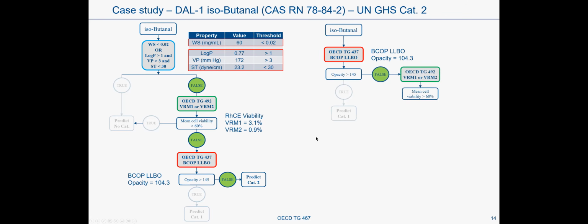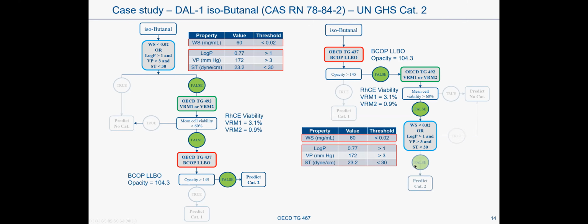On the right-hand side, you have the same methods, the same values, but here we start with the top-down approach. It's just to show you that the order of the different methods, of the different components in your defined approach, can be determined by yourself. And we come to the same conclusion that isobutanol is predicted category 2. So independent of whether you use the top-down or the bottom-up approach, you come to the same conclusion.